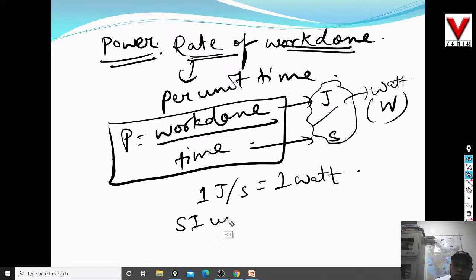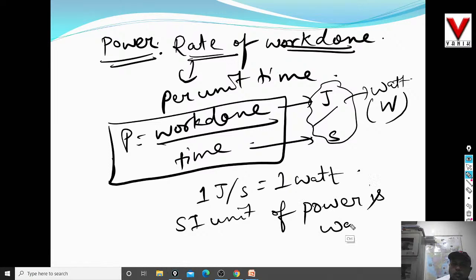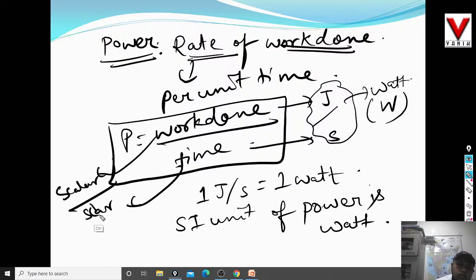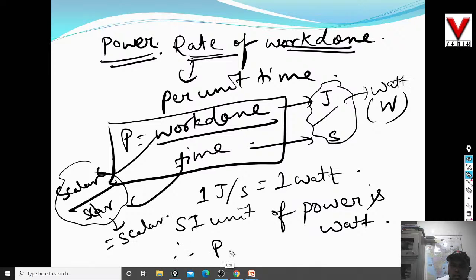So the SI unit of power is watt. Alright, now see, work done is a scalar, divided by time, which is also a scalar. Scalar by scalar will give a scalar. Therefore, power is a scalar quantity. Fine. So hope this is clear to you all.